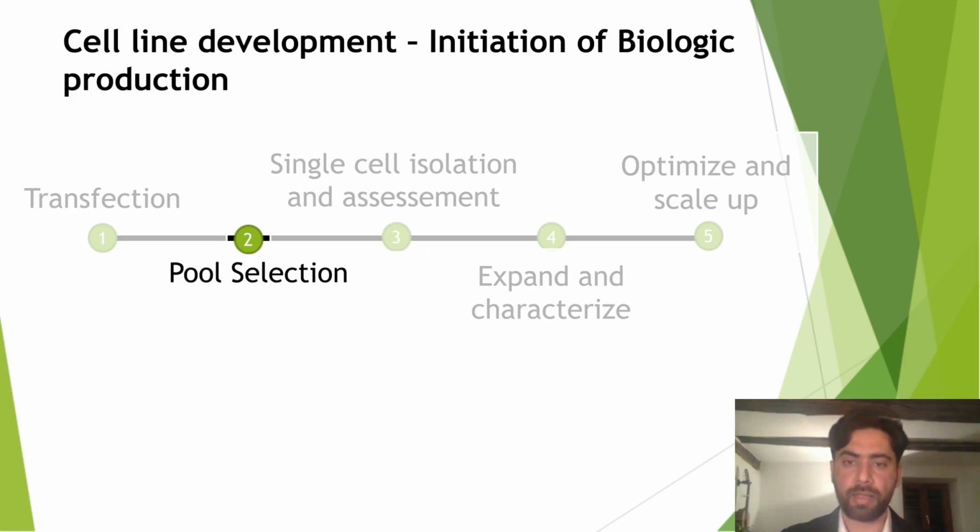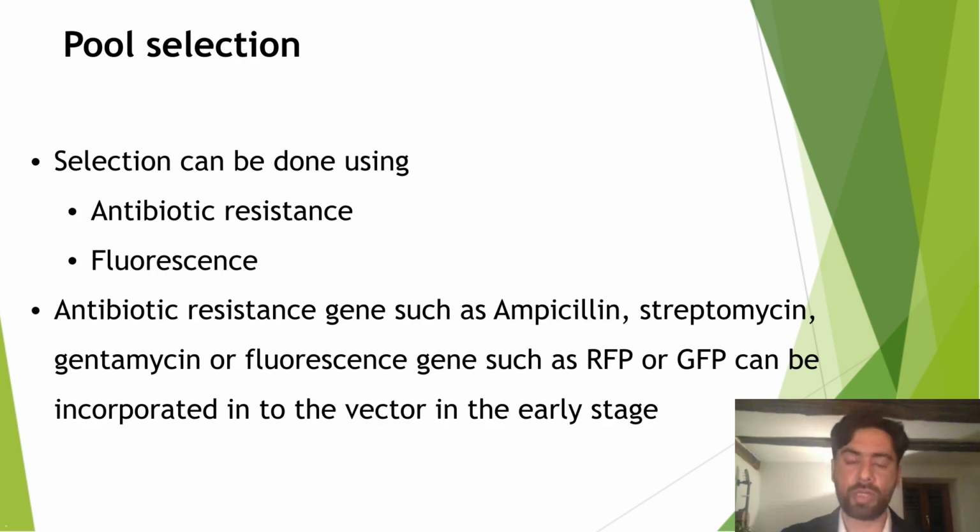The second step in the cell line development process is the pool selection. Now you have already transfected the cells. You have a pool of cells. Some of them should have 1 plasmid, some of them should have 3 or 4 plasmids, and some of them should have no plasmids at all. So now to select the cell which actually has the plasmid in question, we use different kinds of assays or strategies. For example, I will give you the example of antibiotic resistance or fluorescence related genes.